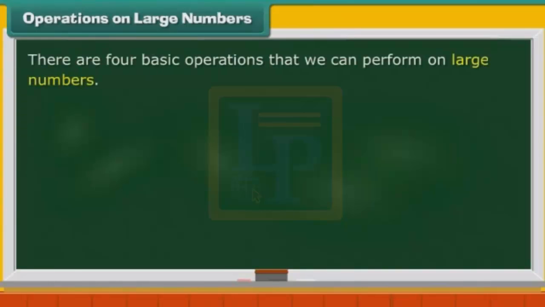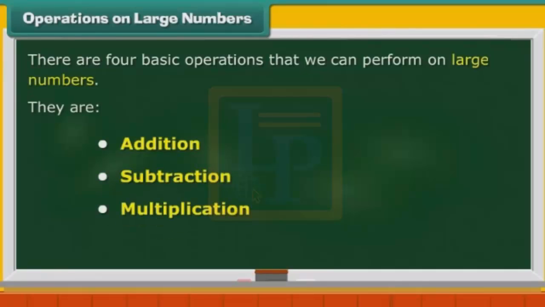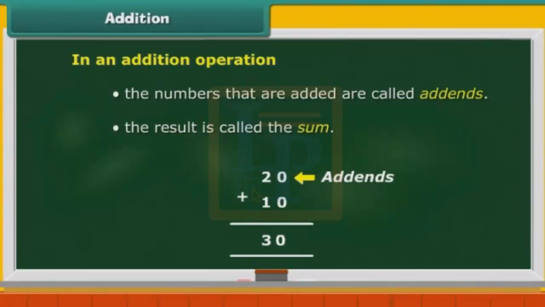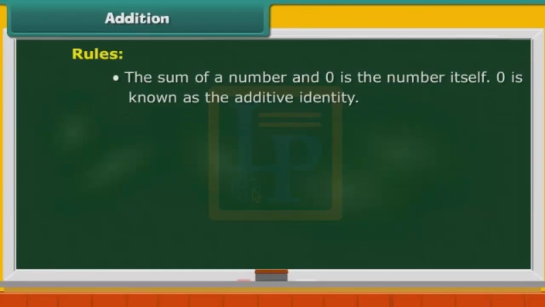Operations on large numbers. There are four basic operations that we can perform on large numbers. They are addition, subtraction, multiplication, division. Let us look at them one by one in detail. Addition. In an addition operation, the numbers that are added are called addends, and the result is called the sum. Before we begin, let us understand some rules of addition. The sum of a number and zero is the number itself. Zero is known as the additive identity.